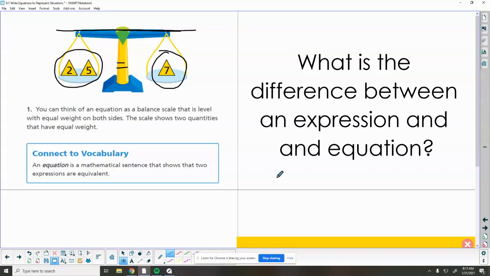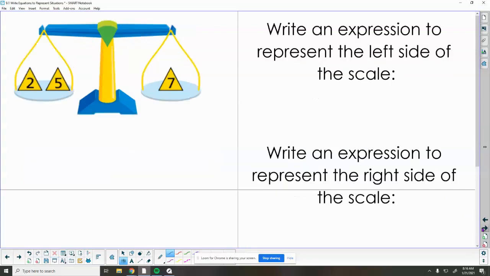So an expression is just the problem. If I have 4 plus 3, that's what I'm doing. I have 4 apples and I got 3 more. I can also say that that is equal to 7. Another expression is just 7. I have 7 apples. Now I can turn it into an equation by putting an equal sign. So this is an expression. This is an expression. These two expressions have the same value. So together with the equal sign, they make an equation.